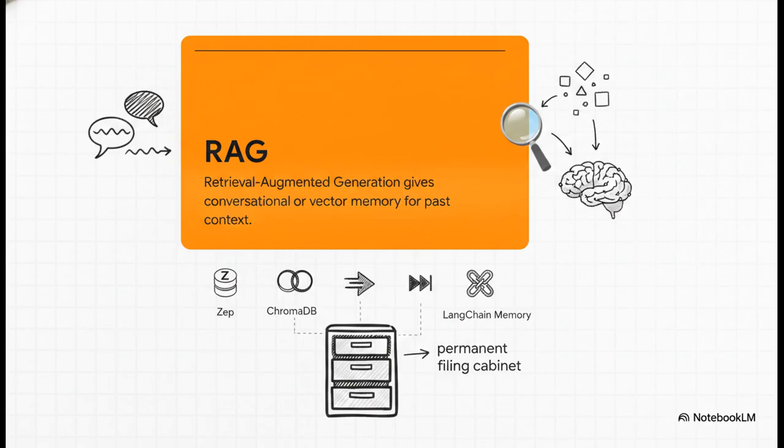Depending on what you actually need, you might use conversational memory for running chat history, summary memory to keep a condensed version of past events, or vector-based memory to instantly recall specific facts hidden across thousands of past documents. Tools like Zep, ChromaDB, and Faiss basically serve as that permanent filing cabinet for your agent's brain.